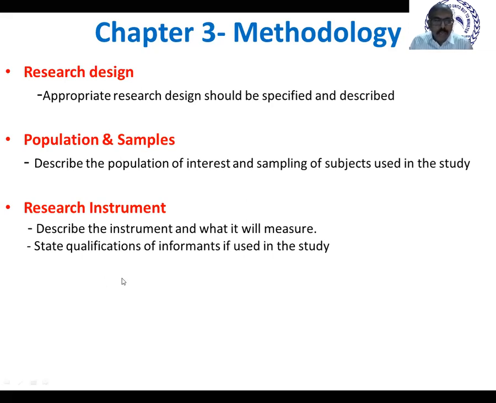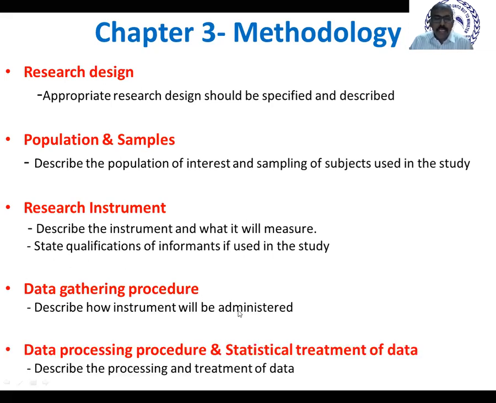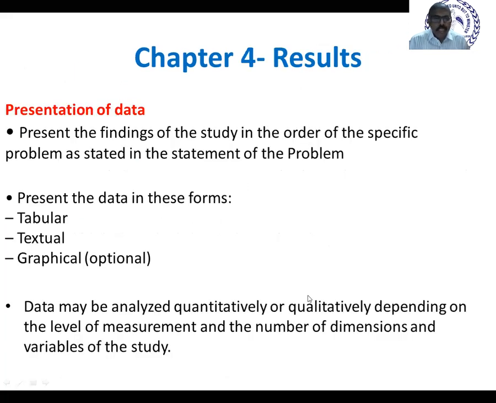So all of that has to be written in the methodology section: how the data is gathered, how the data is processed, and what the statistical treatment or statistical plan you made for the study is. So all those things should come, and after this you should write about the IRB acceptance, who approved your thesis. So methodology is over. The methodology section will end with IRB clearance and your statistical methods.